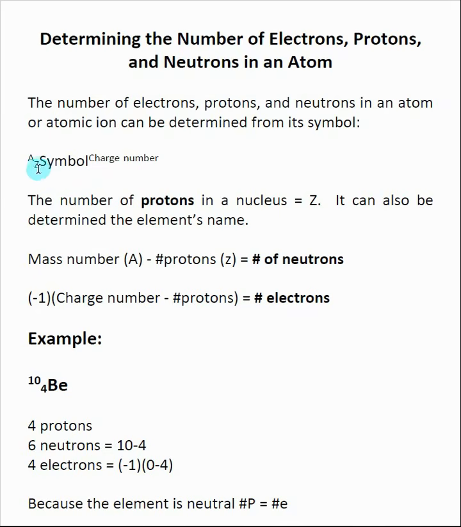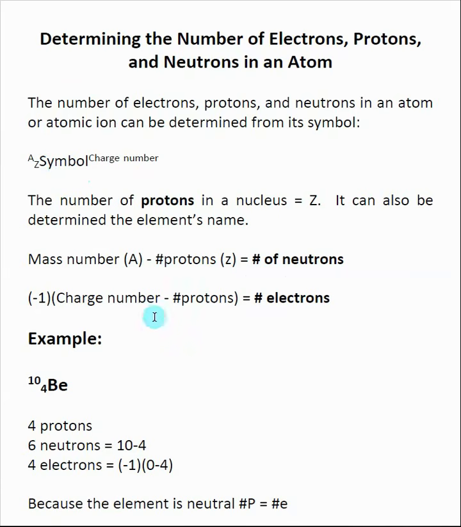The mass number, written as a superscript before the symbol, is equal to the number of protons plus the number of neutrons. So if we take the mass number and subtract the number of protons from it, that gives us the number of neutrons. So we'll find the number of neutrons from the mass number, and the number of protons we'll already know from the elemental symbol.